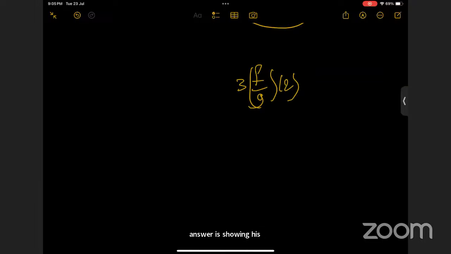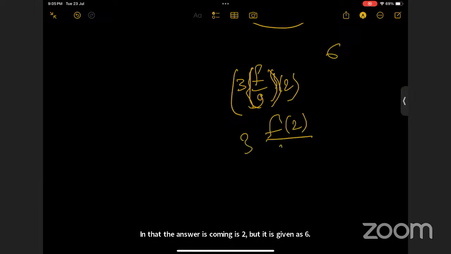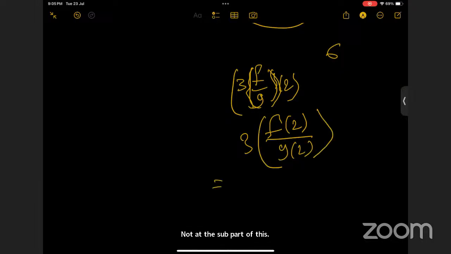It is given as bracket fg equals to something like that, the answer is coming as 2, but it is given as 6. So this is f of 2 by g of 2, right? Ma'am, the second question, second part, 3 into 4.